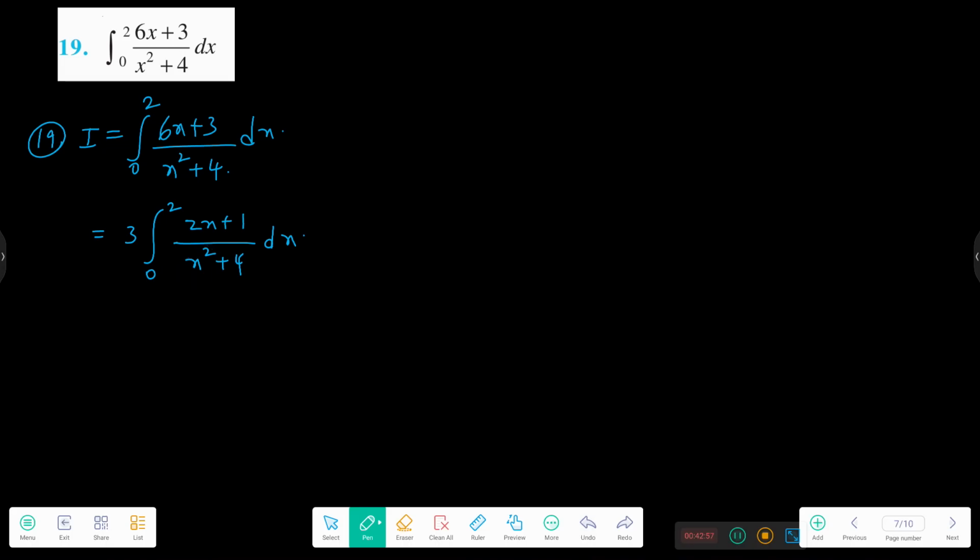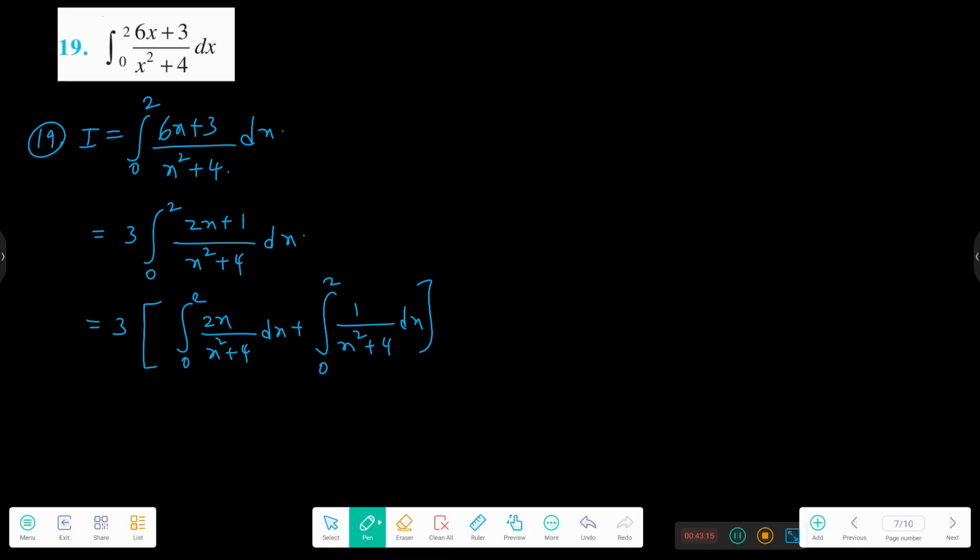So take the denominator and write separately, but 3 is common for both. So integral 0 to 2, 2x divided by x square plus 4 into dx, plus integral 0 to 2, 1 divided by x square plus 4 into dx.